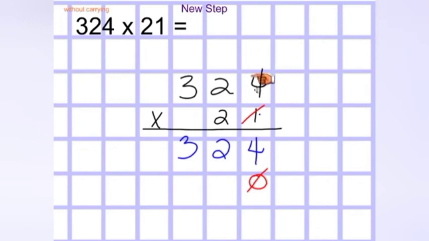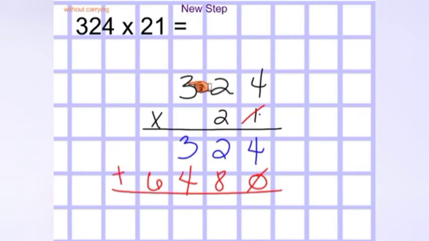And the next step is to take the 2 and multiply it times the 4. So 2 times 4 is 8. And then we're going to take the 2 and multiply it times the 2. 2 times 2 is 4. And now we're going to take this 2 and multiply it times the 3. 2 times 3 is 6. We're going to add these together.